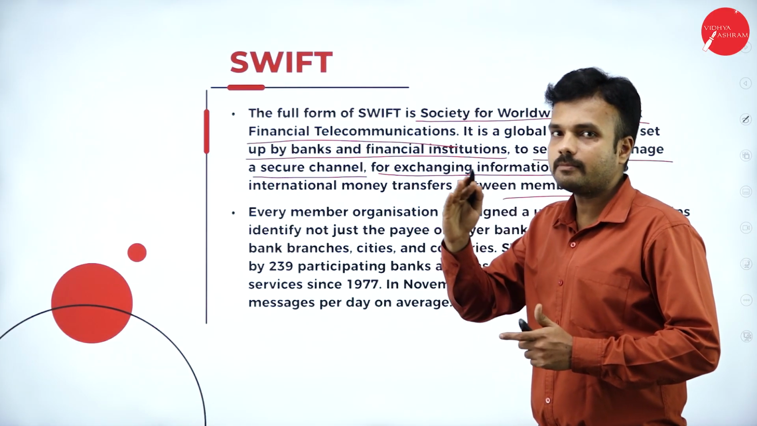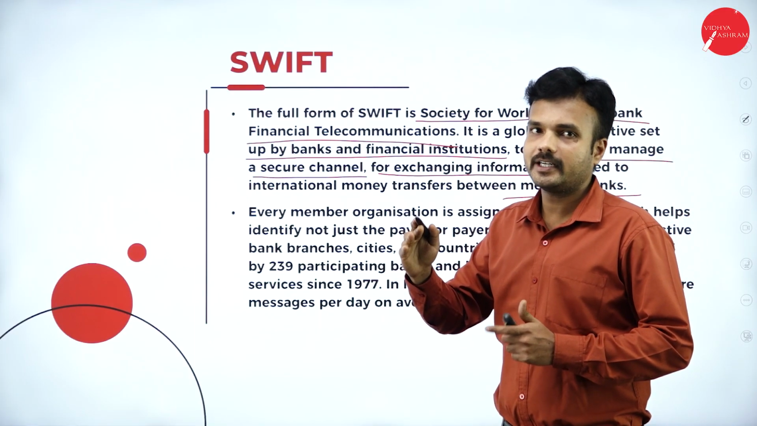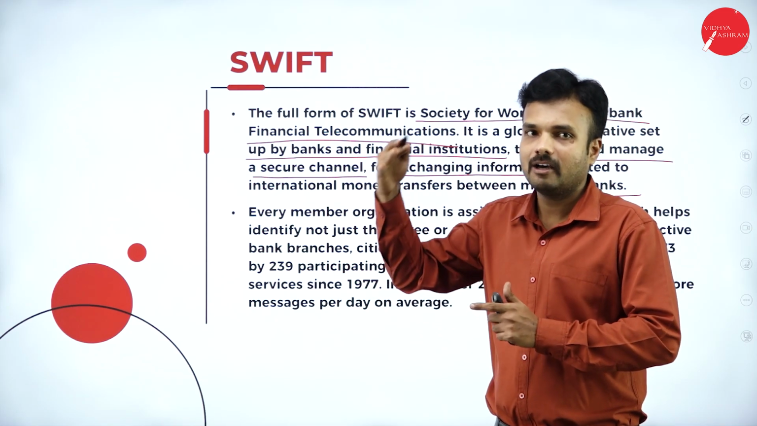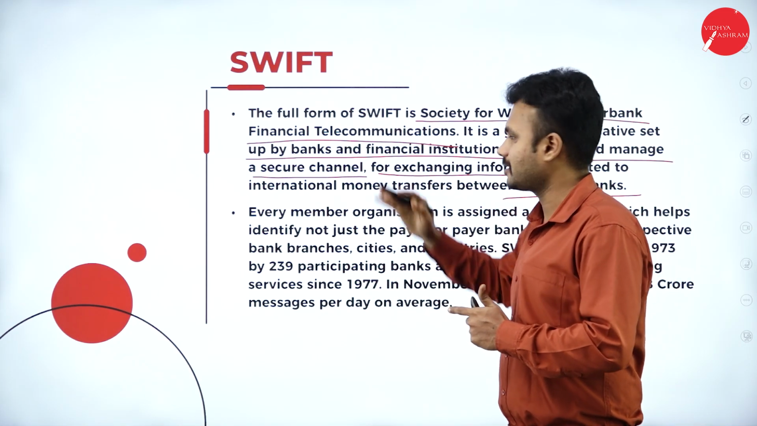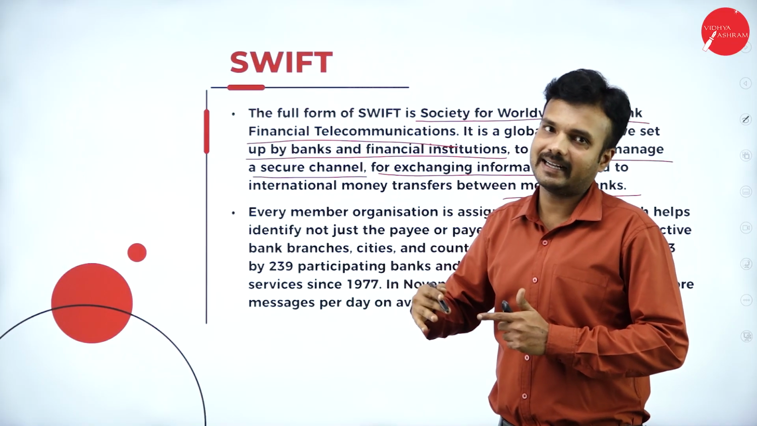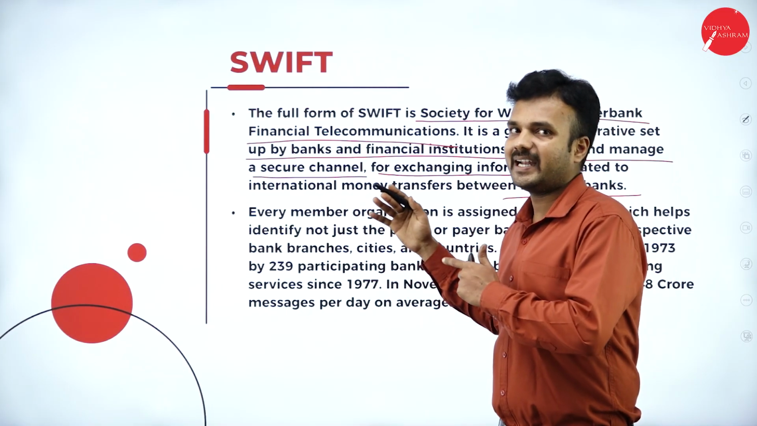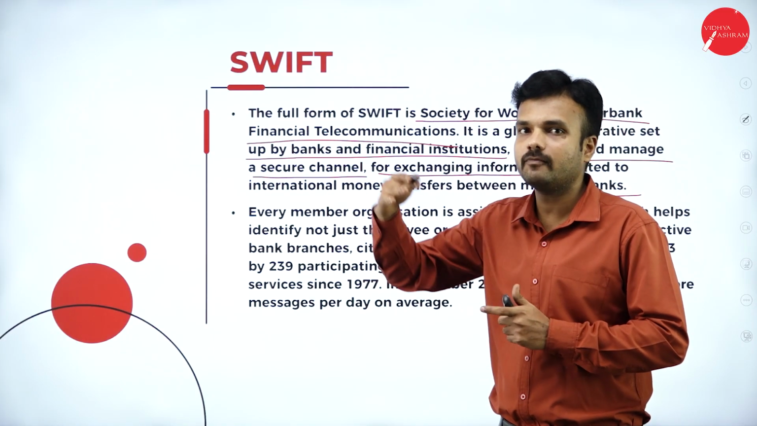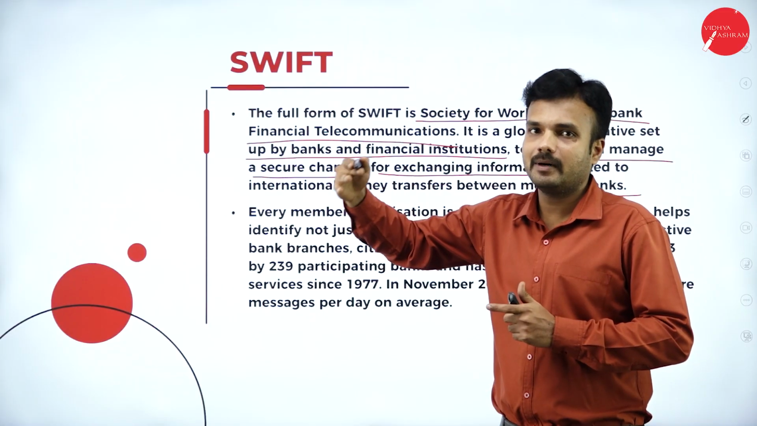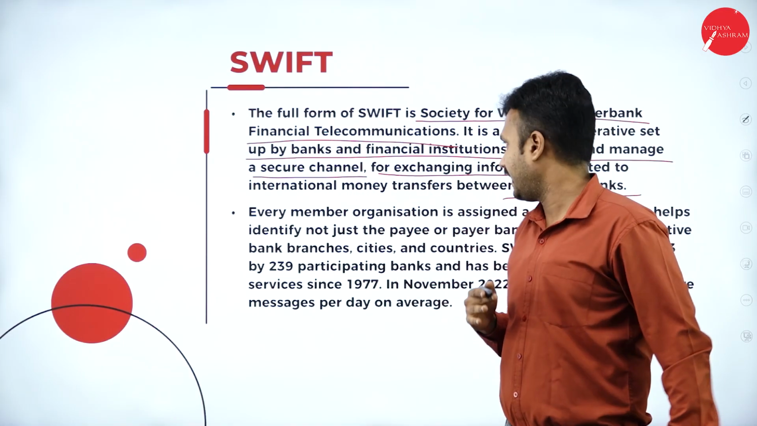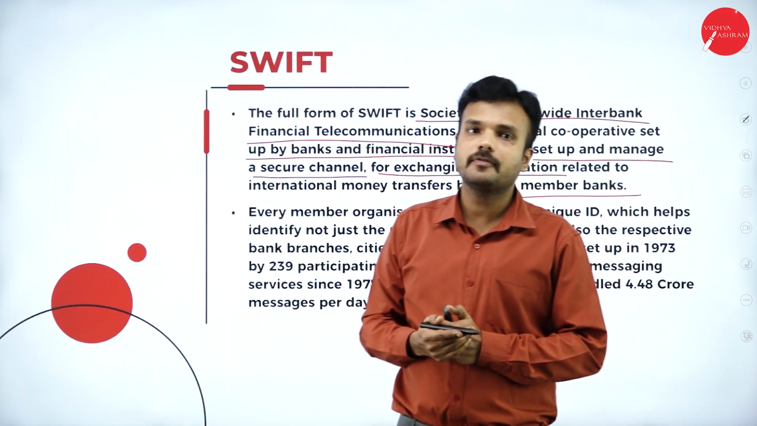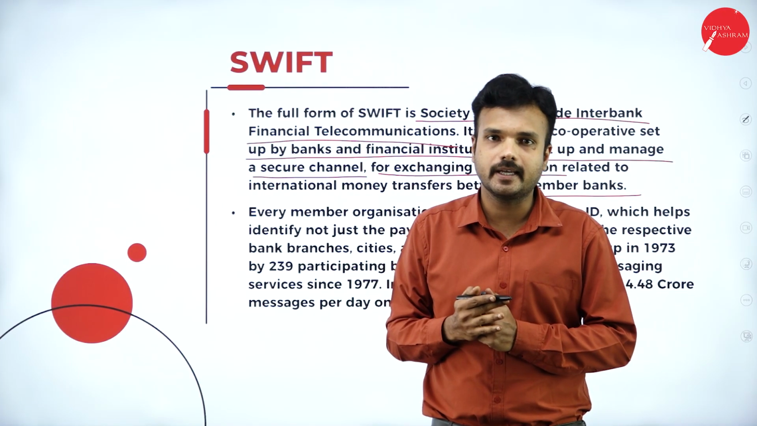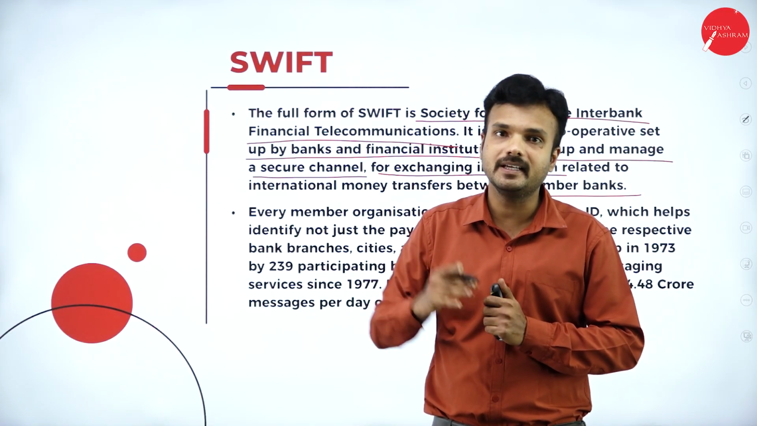When it comes to RTGS or NEFT, it is a national transaction, a transaction that happens within a country, but SWIFT deals with international transactions. It maintains the privacy of information regarding the financial transactions of member banks that work in foreign countries. For RTGS or NEFT, the account number is enough to make any transaction because the transaction happens within India.